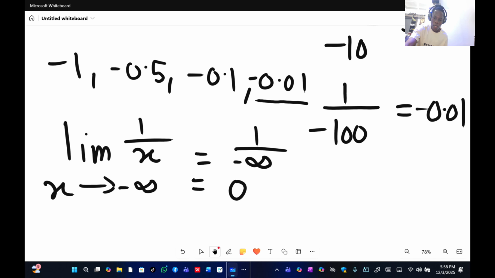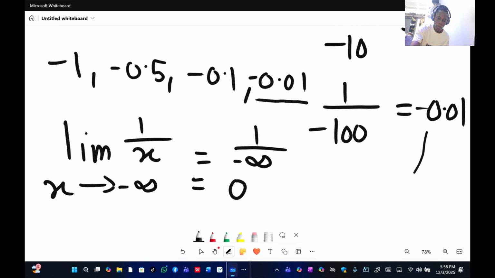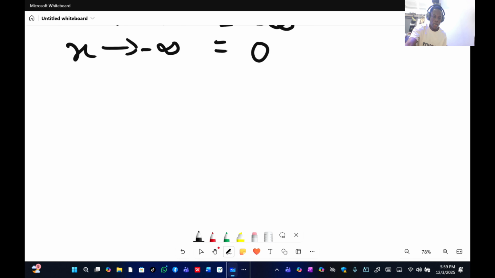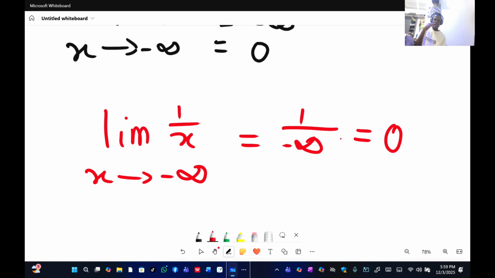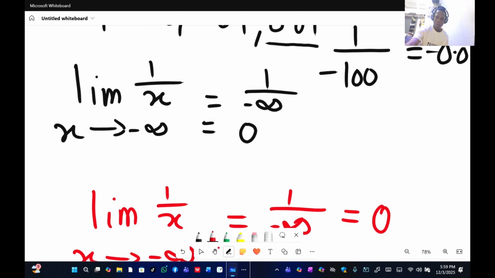So we conclude that if you have the limit of 1 divided by x as the input x approaches negative infinity, the answer is 1 over negative infinity, and that must be equal to 0. So that's the answer for this problem.